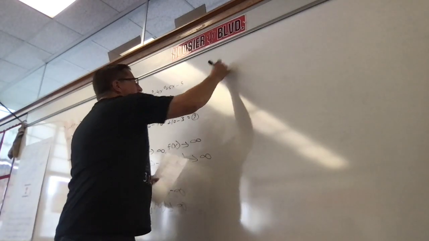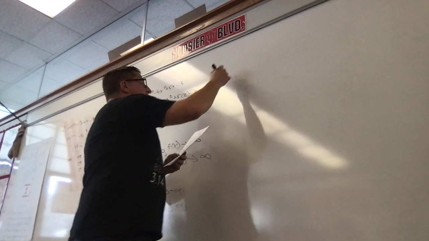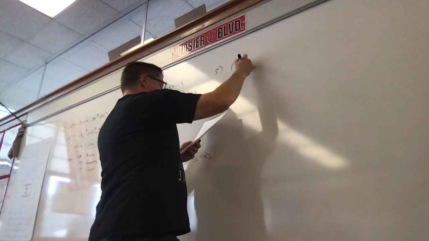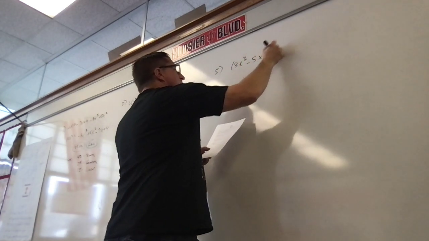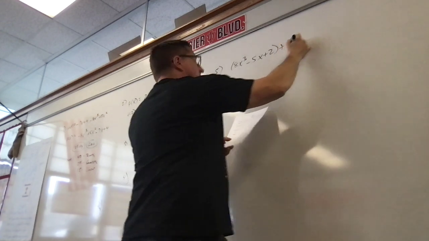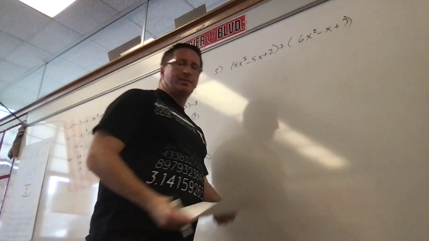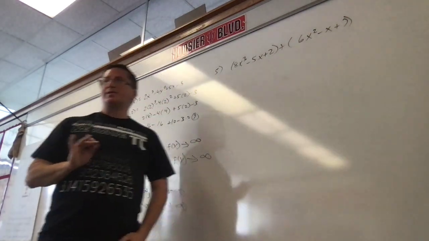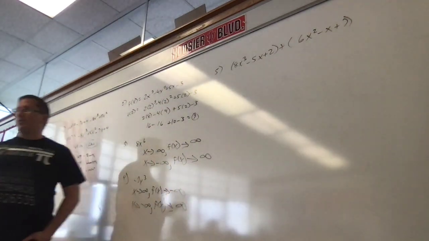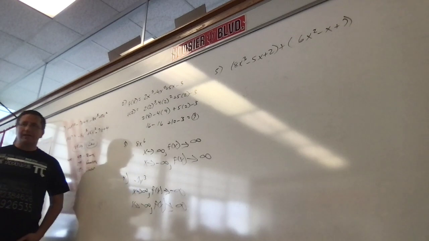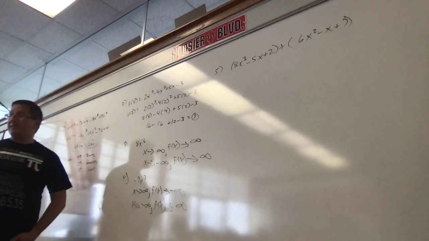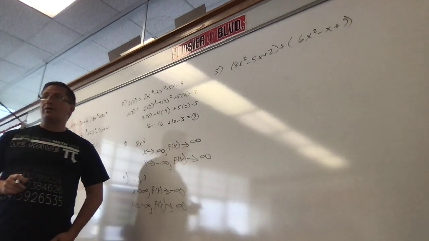Number 5, find the sum. 8x^3 minus 5x plus 2 plus 6x^2 minus x. All we're doing is simple addition. Make a note of this. You have to put these in the right order. If you don't put them in the right order, I will take a point off. It's only 1 point, but points add up. They have to be in the right order, okay?